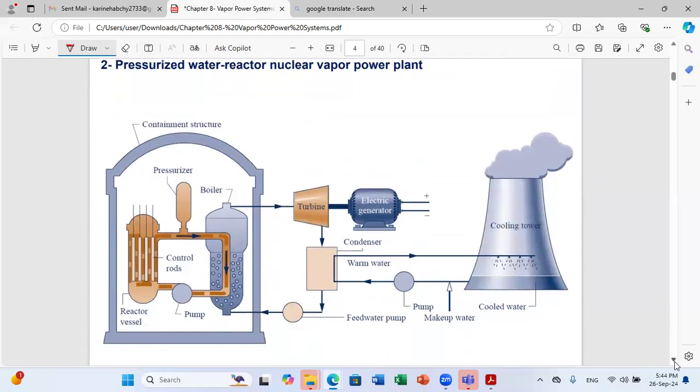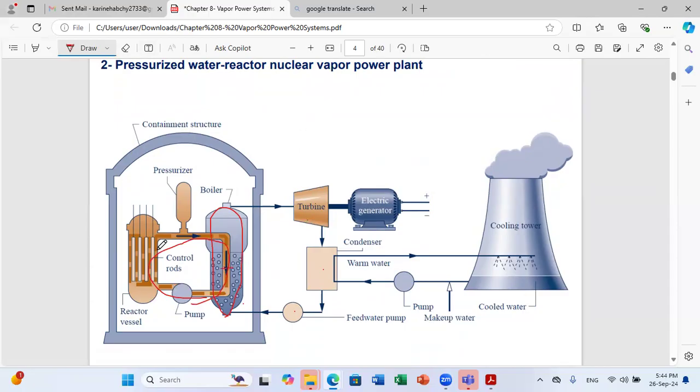So here, for example, they are illustrating the possibility of using a pressurized water reactor nuclear vapor power plant. If you compare the elements, it's exactly the same elements: turbine, condenser, feed water pump, boiler. But now at the boiler level, the heat source is a nuclear reactor system. So this nuclear reactor system will provide a high amount of energy to the fluid passing through your boiler.